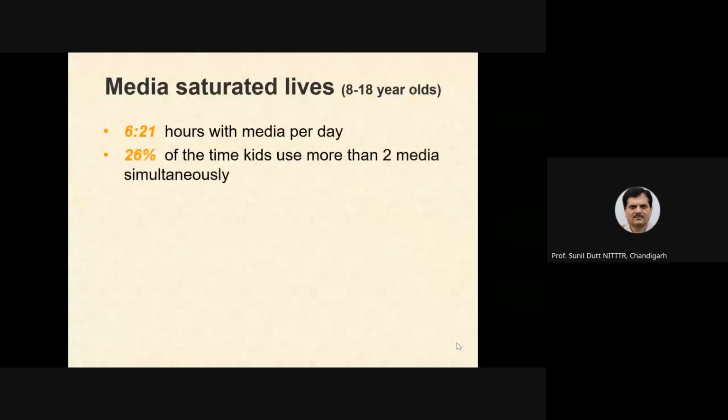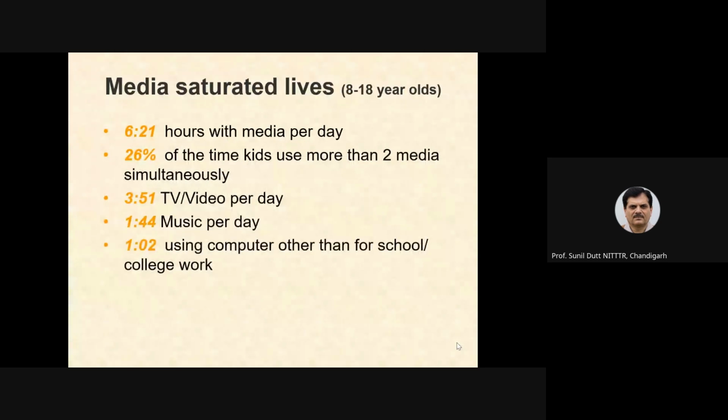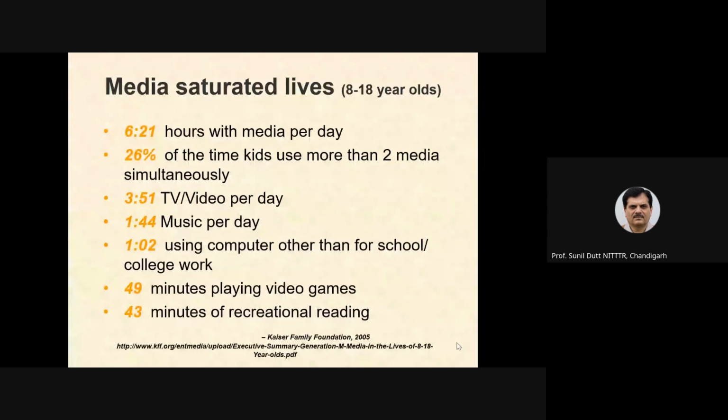And I now present before you one survey which was conducted by Kaiser Family Foundation, and they have conducted a survey on 8 to 18-year-old kids, and they have observed that the kids spend about 6 hours with media per day, and 26% of the time they use more than two media simultaneously: mobile phone, internet, listening to music, watching video.